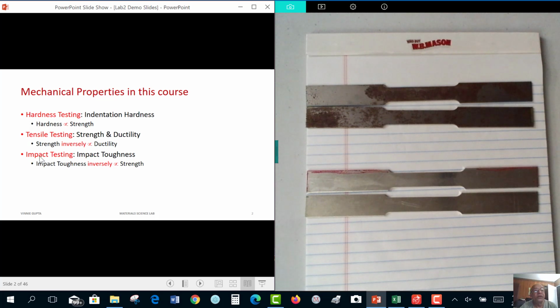Then in the next lab, we are going to do impact testing, and we are going to find that impact toughness also varies inversely with strength. So the higher the toughness, the lower the strength, and vice versa.